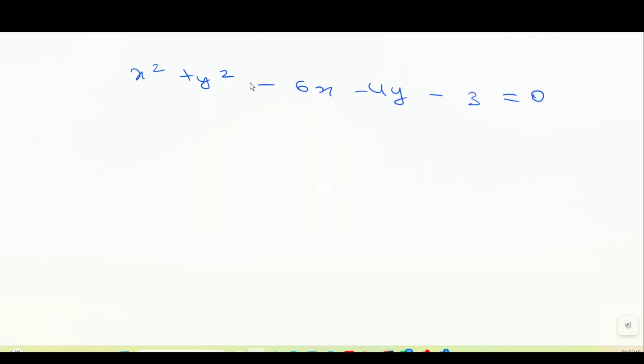Okay, sure. So the first step is, I think we put them together. So x squared minus 6x. And then it doesn't matter where the minus 3 goes, right? Yeah, it doesn't. Plus y squared minus 4y equals minus 3, or plus 3. Yeah.